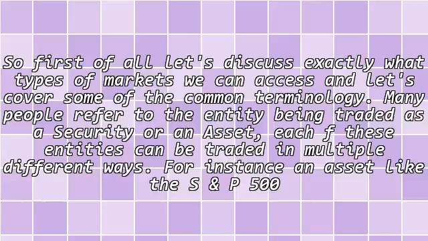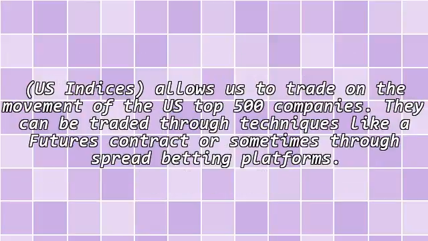So first of all, let's discuss exactly what types of markets we can access, and let's cover some of the common terminology. Many people refer to the entity being traded as a security or an asset. Each of these entities can be traded in multiple different ways. For instance, an asset like this, S&P 500 US indices, allows us to trade on the movement of the US top 500 companies.